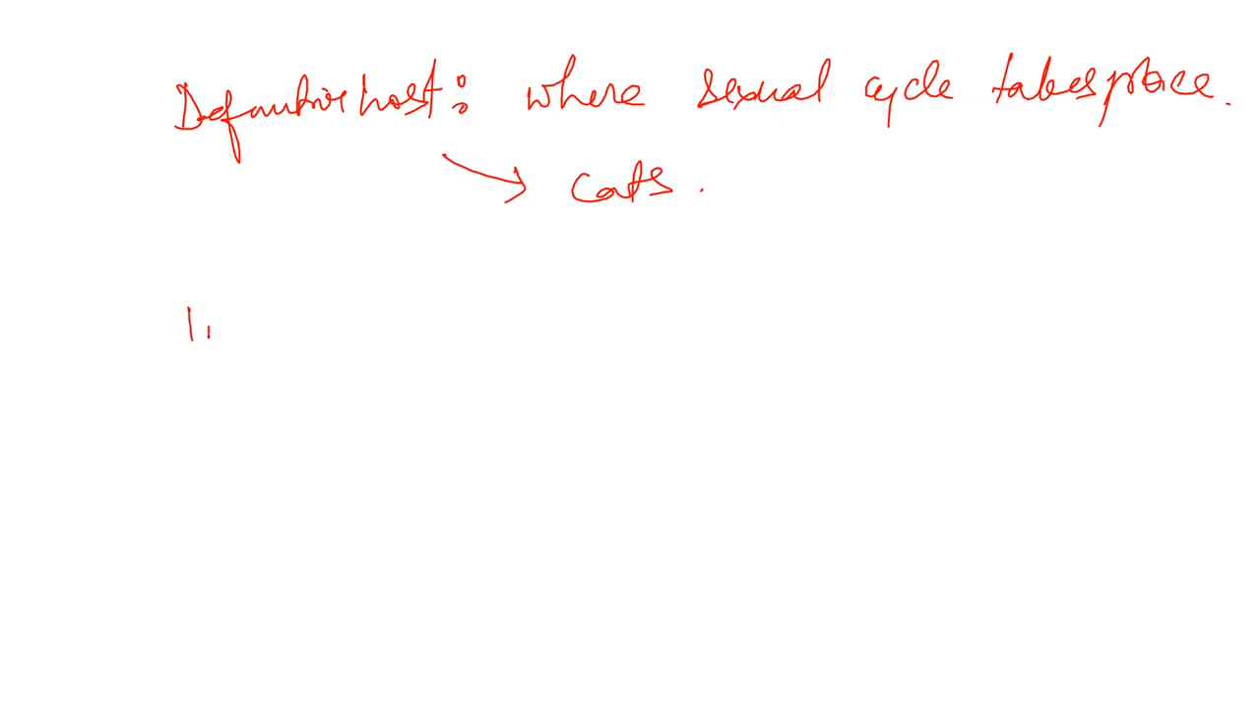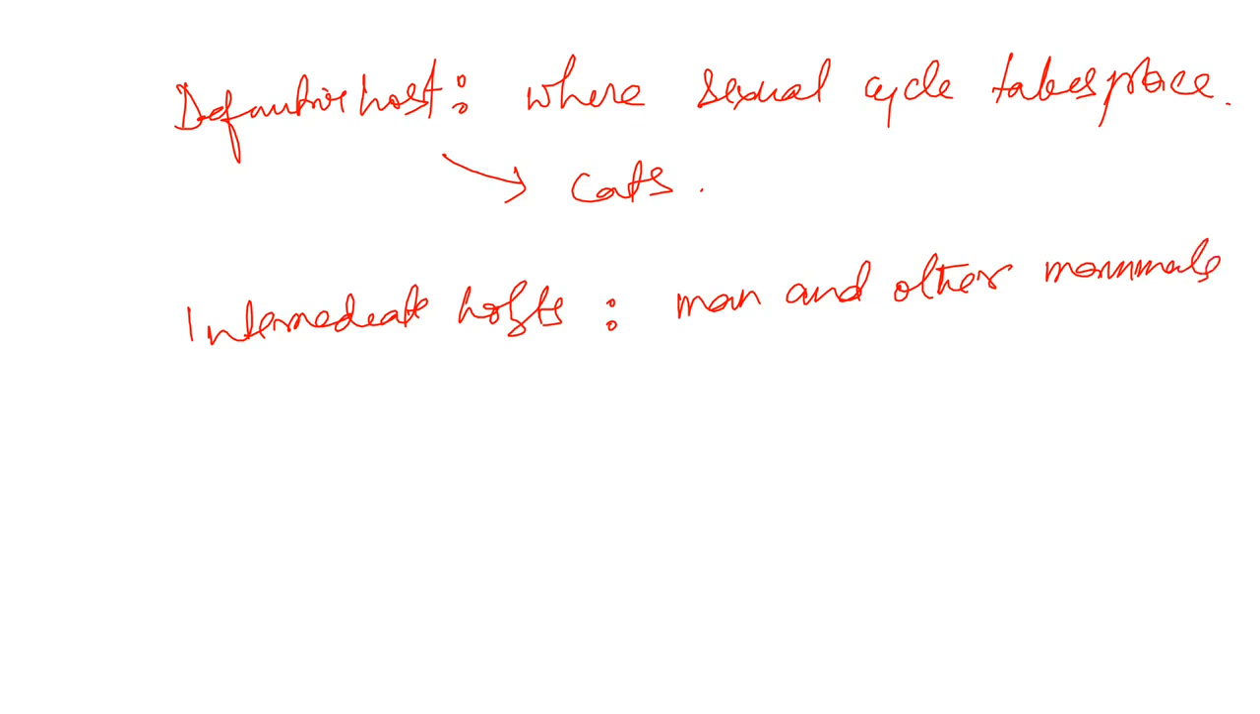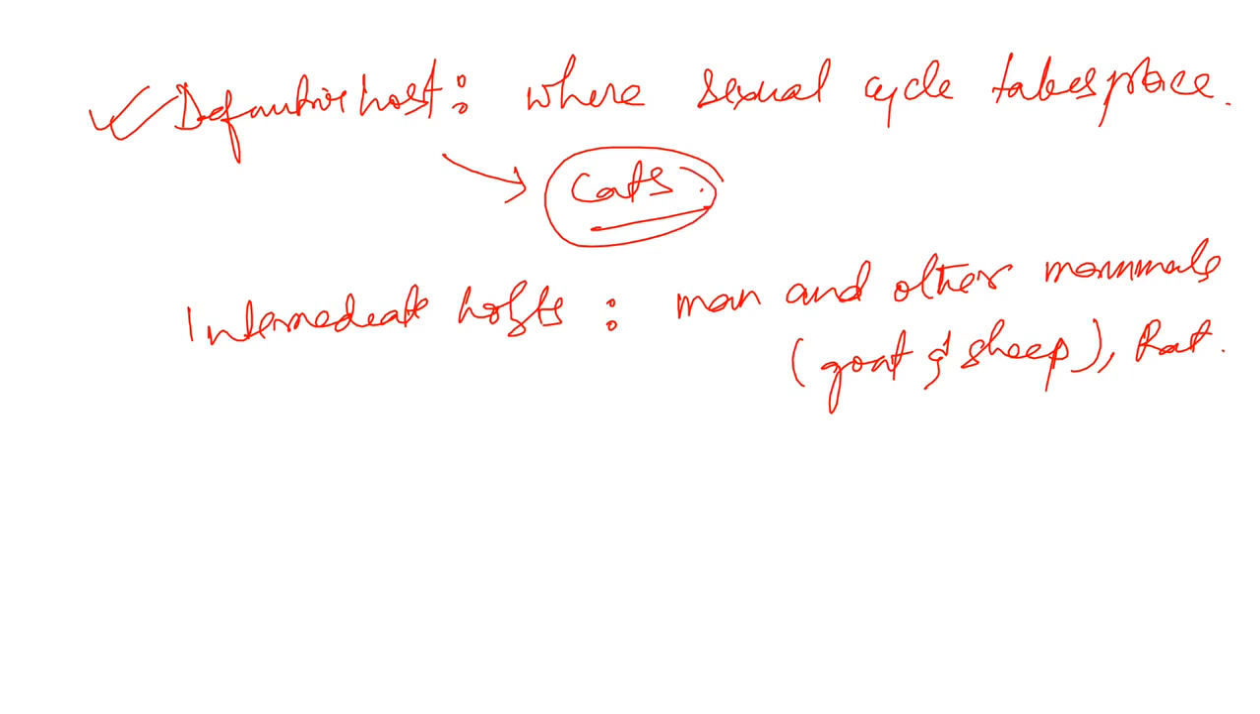Now the intermediate host is man and other mammals, like goat and sheep. Rat is also included here. So we have studied that the definitive host is where the sexual cycle takes place. It is cat. You need to remember this. Just with the highlighter, I would like to mark cats. Intermediate host is man and other mammals, goat and sheep, or rat. Fine. Now let's talk about the transmission.